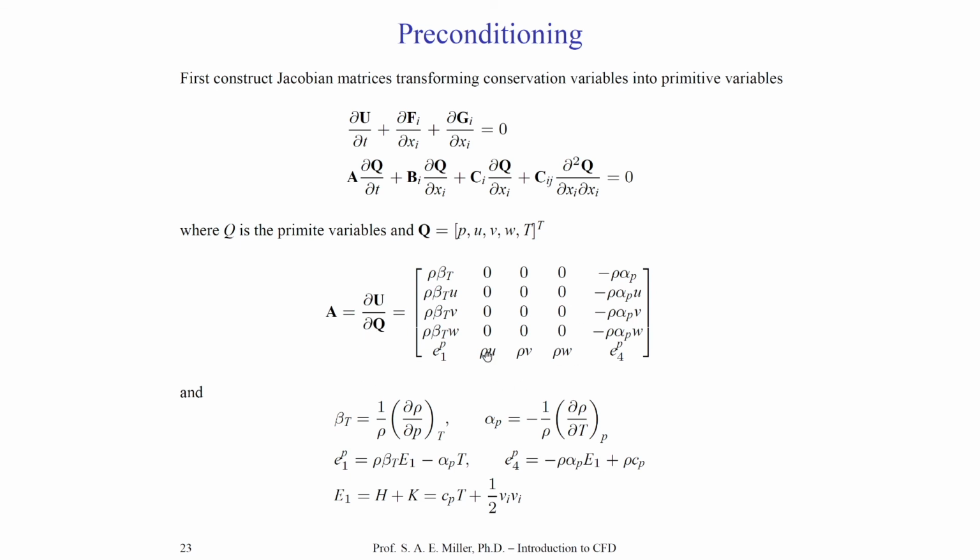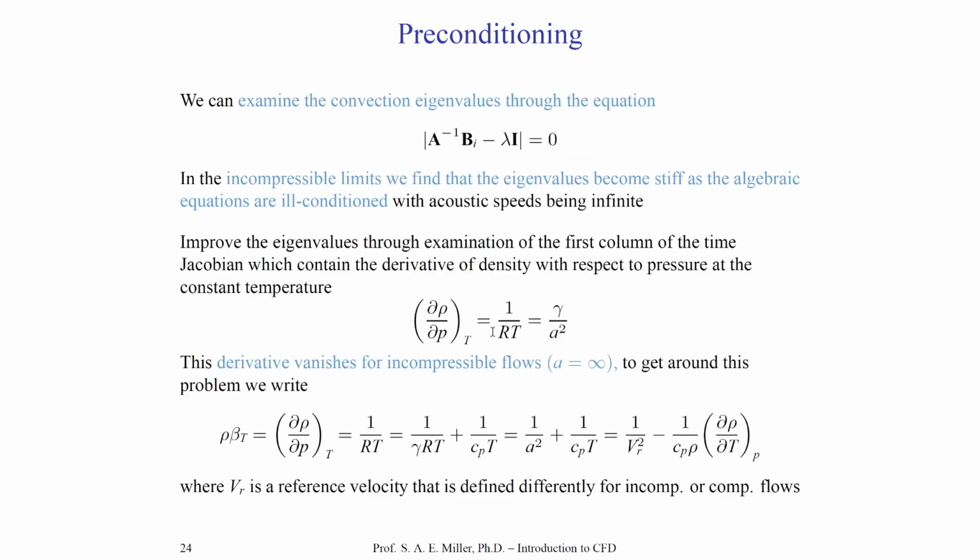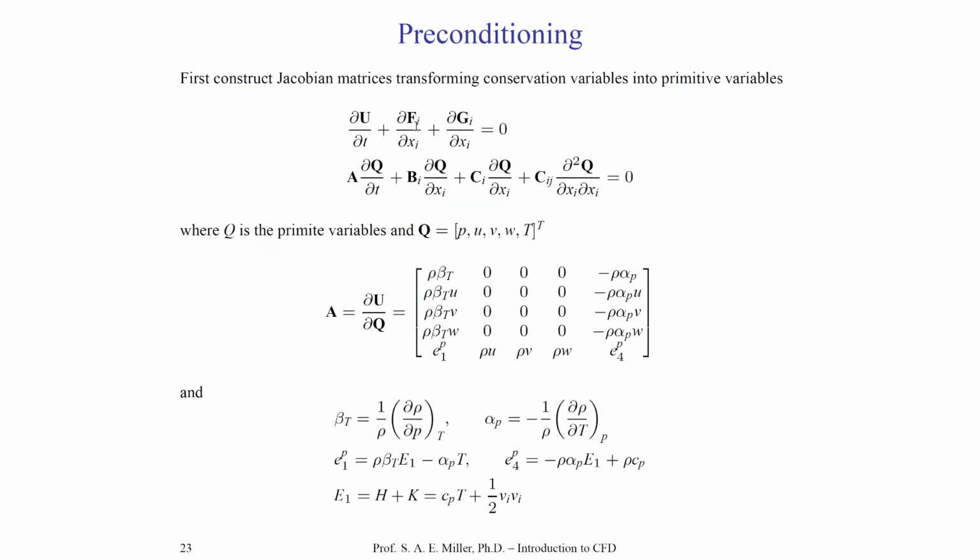Now, let's try and look at the eigenvalues in the matrix, because the eigenvalues of this matrix will dictate the types of speeds that the information travels through the flow as we're finding a steady solution. So let's look at the eigenvalues of A through the same equation we did before. We'll take the inverse of A times B sub i minus lambda I. You can see here are A and B matrices in the coefficient equations.